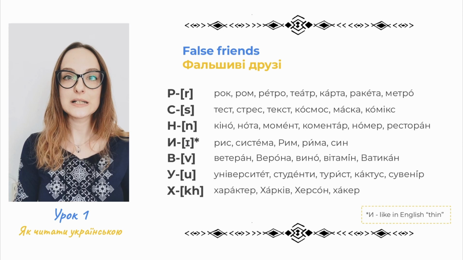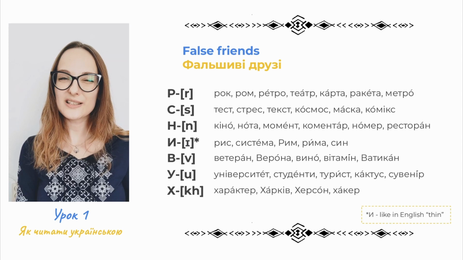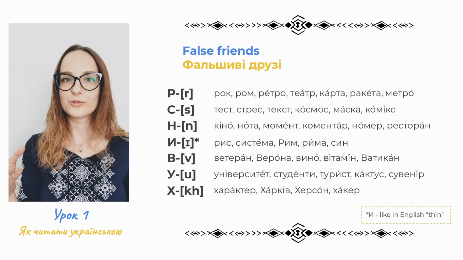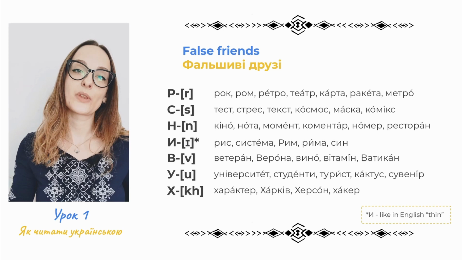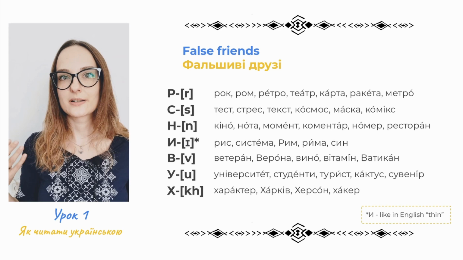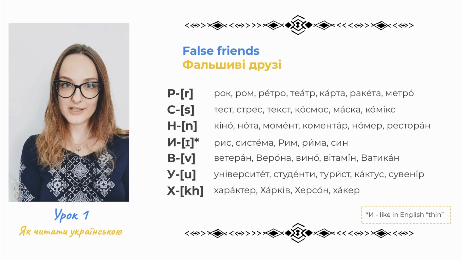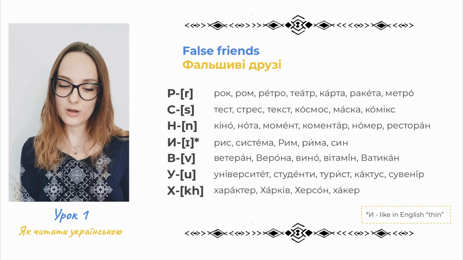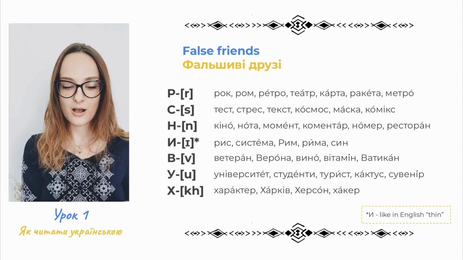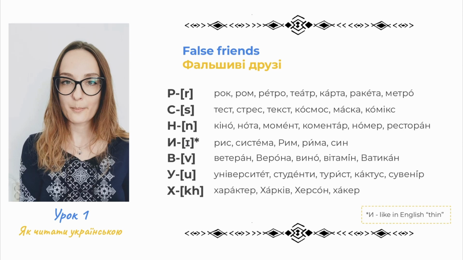And by the way, Ukrainian R is a little bit different from the English one. You understand it, right? It's more rolled. Maybe later I will make a lesson. Let me know if you need it. I will explain how you can learn to roll the Ukrainian R sound. Now let's just read the words from the list with this sound. Рок, Рим, ретро, театр, карта, ракета, метро.